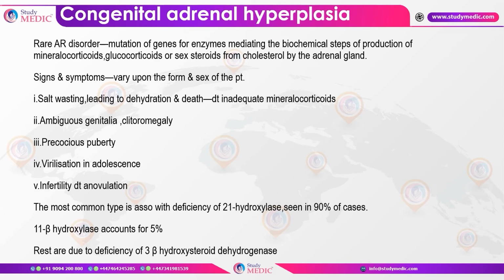Okay, so which are these enzymes? 21-hydroxylase is the enzyme which is responsible for congenital adrenal hyperplasia in 90% of the cases. The second commonest is 11-beta-hydroxylase, and very rarely you get deficiency of 3-beta-hydroxysteroid dehydrogenase.